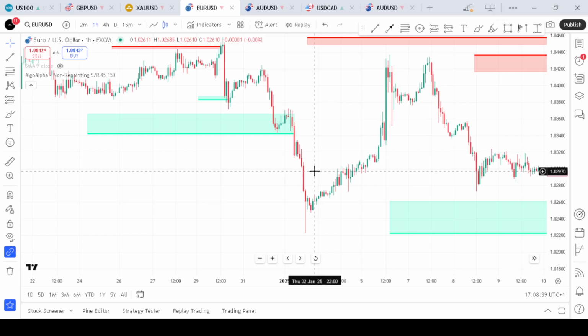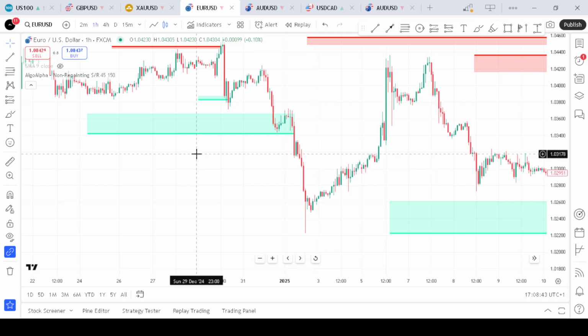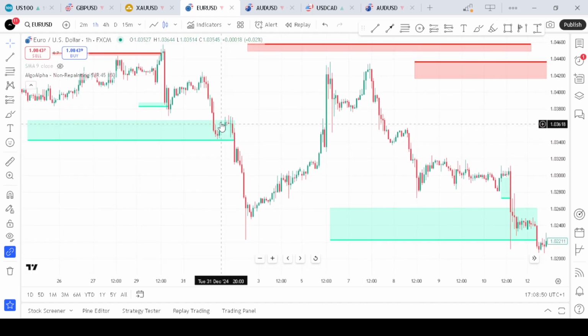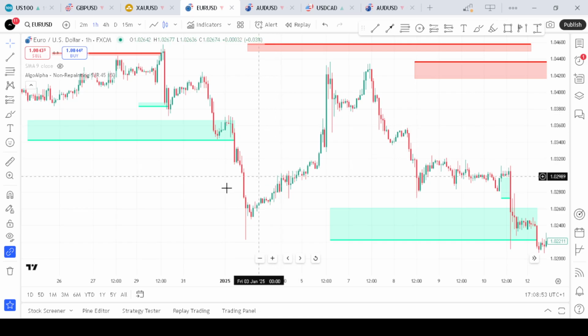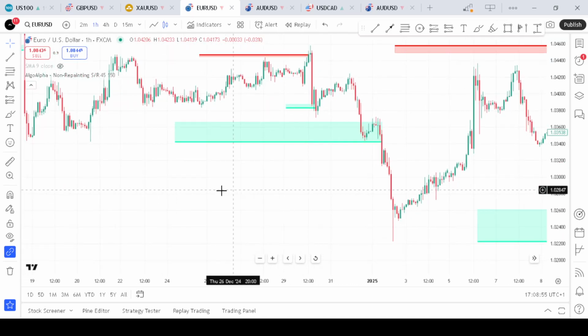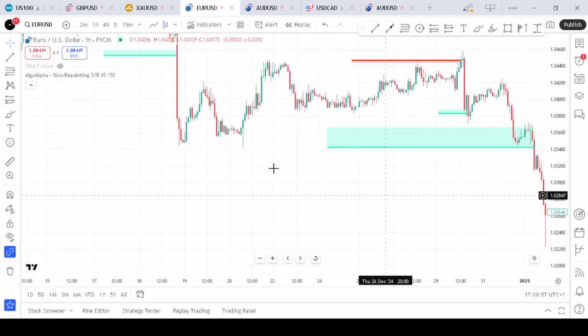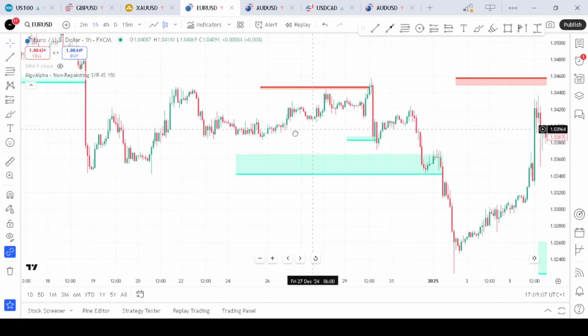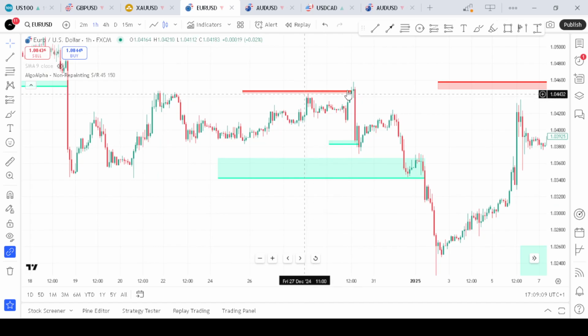We start by understanding what supply and demand zones are. Supply and demand zones are essential areas on price charts where market tends to reverse or stall. A supply zone is formed when selling pressure outweighs buying interest, causing price to fall.